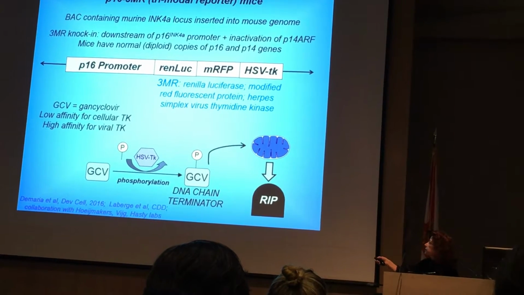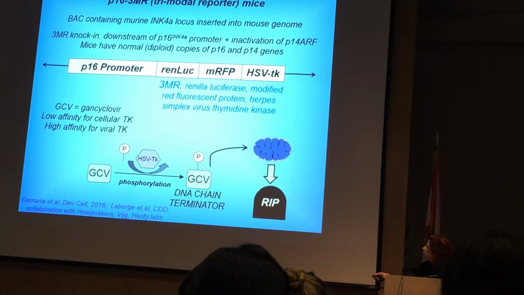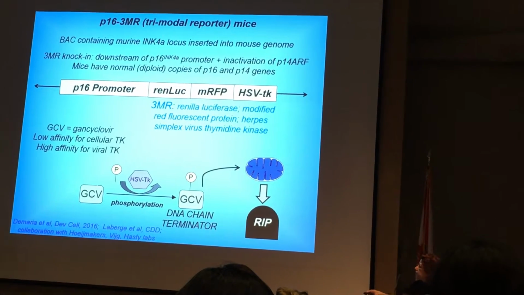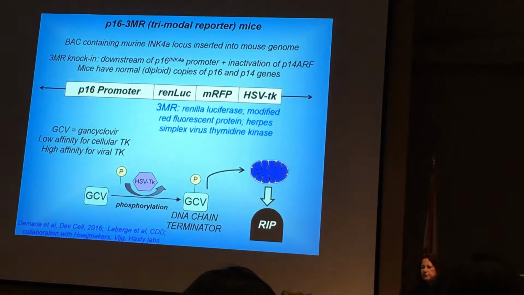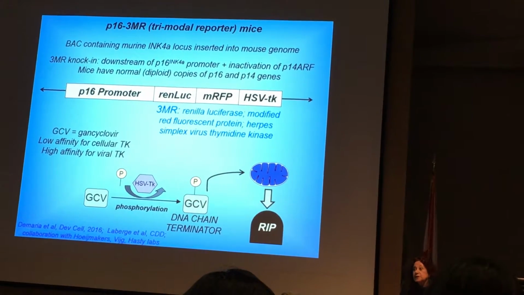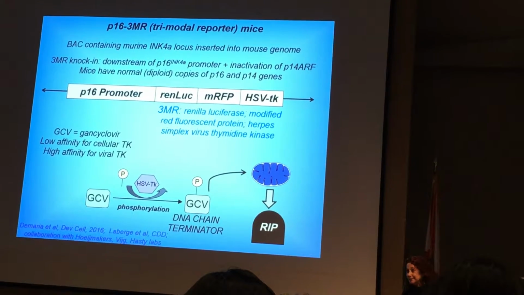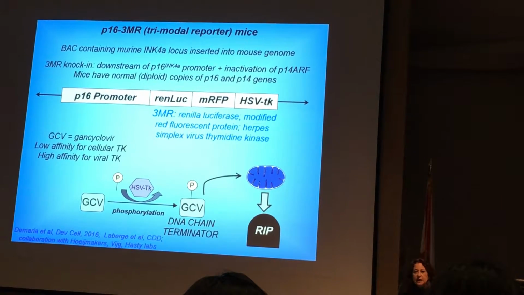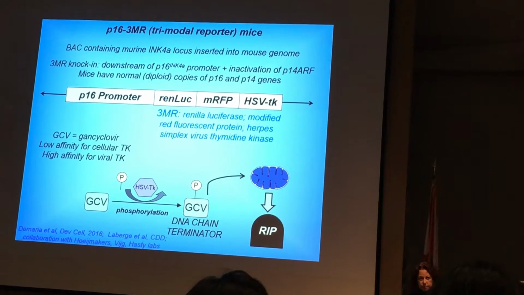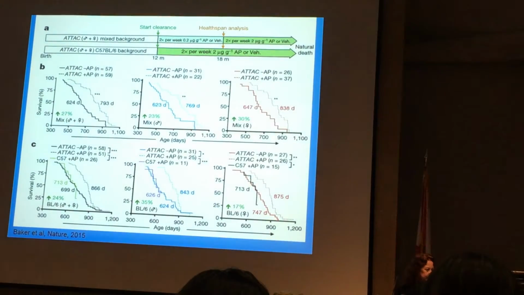This is Renilla luciferase. We sort them through an RFP, then kill them with this drug, ganciclovir, which is acted upon by this viral thymidine kinase. It produces a phosphorylated derivative that is a very potent DNA chain terminator. Now, senescent cells don't replicate nuclear DNA, so it's not acting on the nuclear DNA, but it does act on mitochondrial DNA, completely fragments it, and causes the cells to die by apoptosis.